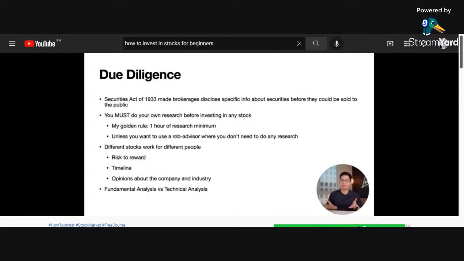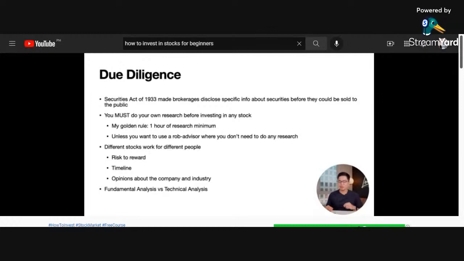And of course, something I've been talking about for a long time is due diligence. Anytime you're investing in a stock, you absolutely need to do your own research, right? The Securities Act of 1933 made it so that brokerages have to disclose specific information about securities before they can be sold to the public. This is like the first level of due diligence. It's from the brokerage, and it means that there are probably not going to be any phony companies out there in the stock market for you to buy.